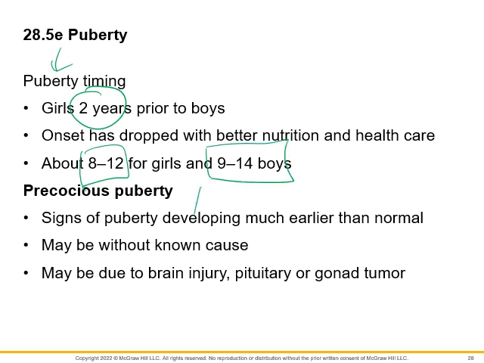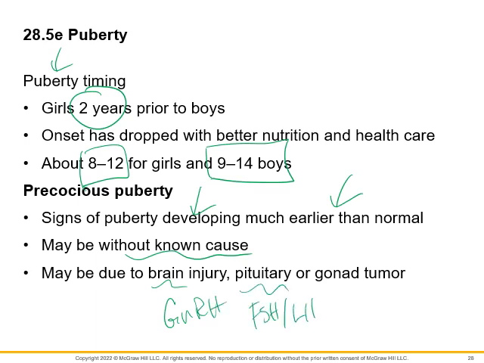And then sometimes we can have early development without a known cause. So it could be brain injury. This would have something to do with the gonadotropin releasing hormone, right? Pituitary, this would have something to do with increased FSH and LH, or there could be some sort of tumor in the gonad, the ovary, or the testes. And this would be increasing estrogen, progesterone, or testosterone, which would start the earlier timing of puberty.